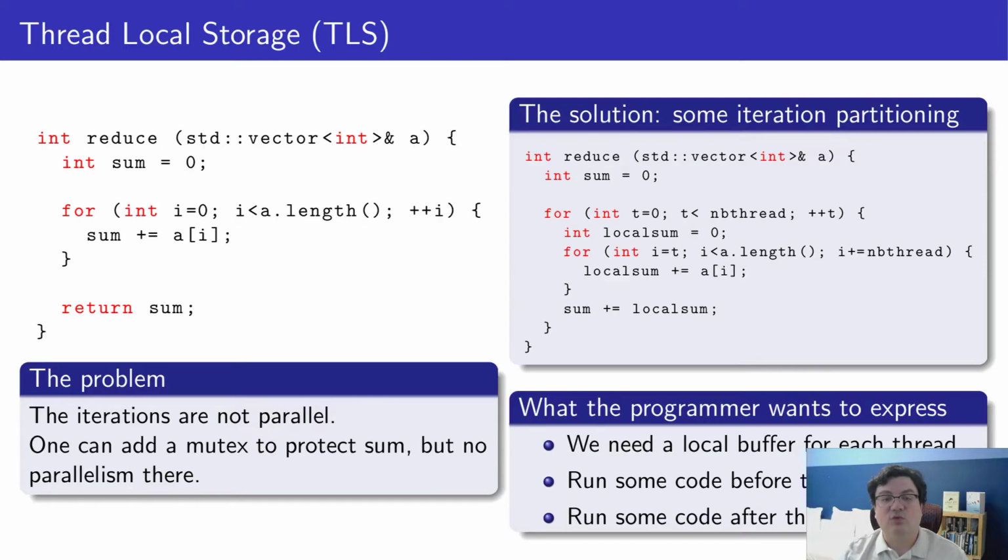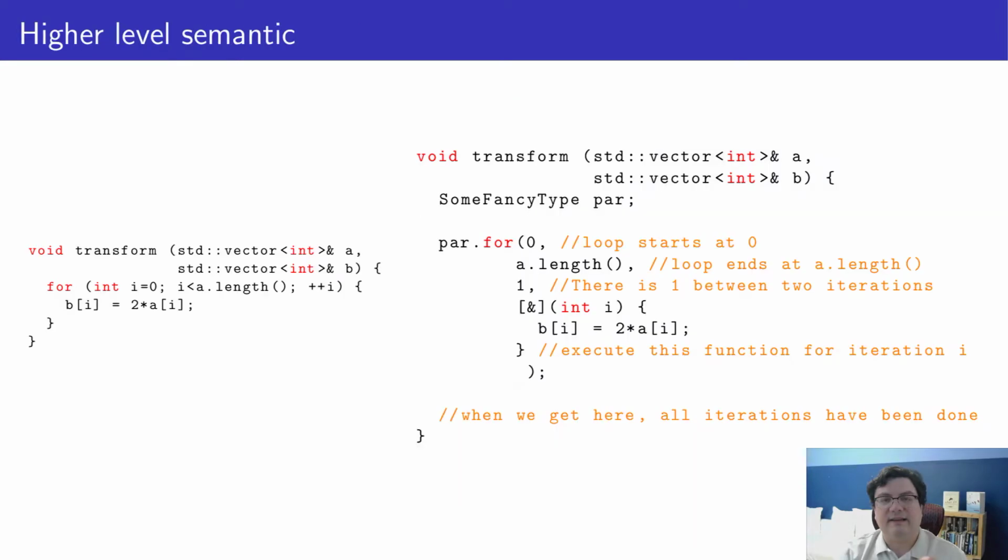And there is a need to run some code before the iterations of the loop in order to initialize the TLS. And there is a need to run some code afterward to perform the aggregation. Now that we have requirements, we can design one way this could work. Let's look at transform again.